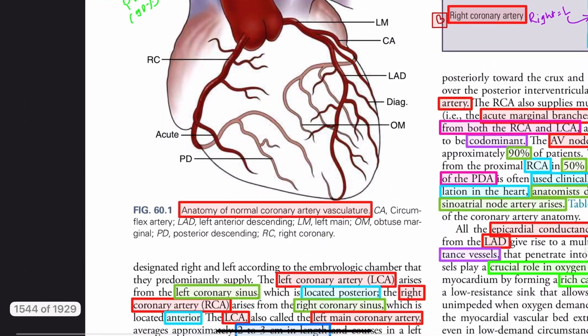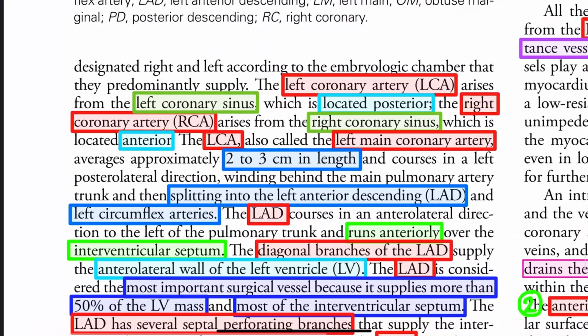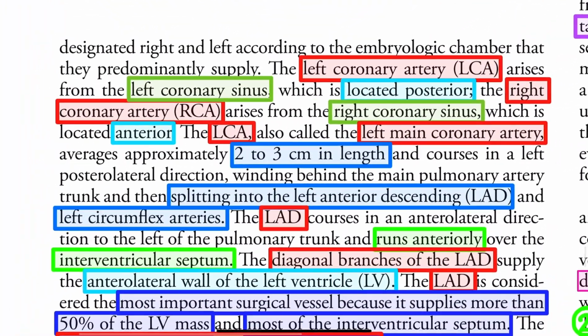We will explain this picture a bit later. First we will understand the theory part. Okay, so the coronary artery is further divided into left coronary artery and right coronary artery. Okay, so the left coronary artery arises from the left coronary sinus, and this is located posteriorly, and the right coronary artery arises from the right coronary sinus and it is located anteriorly. Okay, so left is posterior and right is anterior.